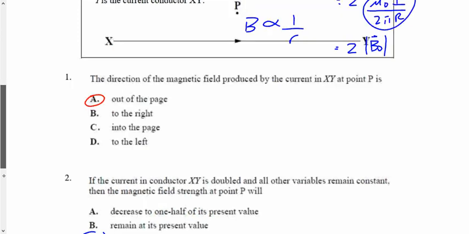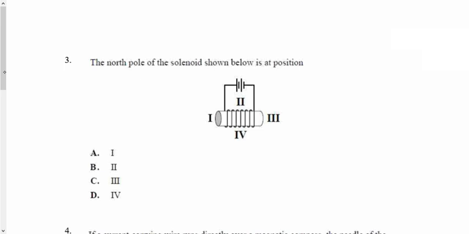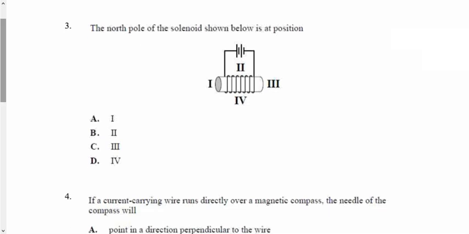All right, next question. Number 3. The north pole of the solenoid shown below is at position what? Hey, which side of the battery is the negative side? Left side or right side? The right side. So that's the positive side on the left side. Right side is negative. That means the electrons are going to flow this way, down in the front, up in the back.